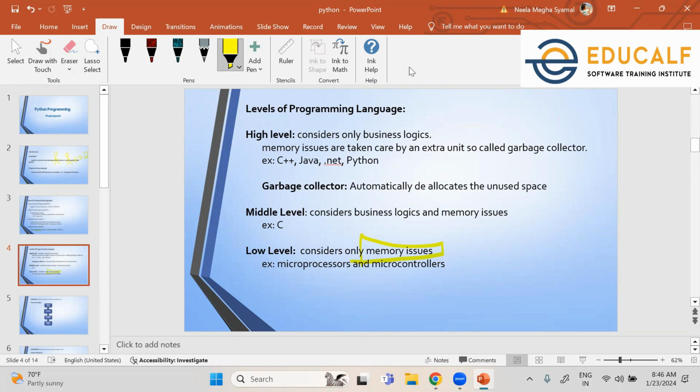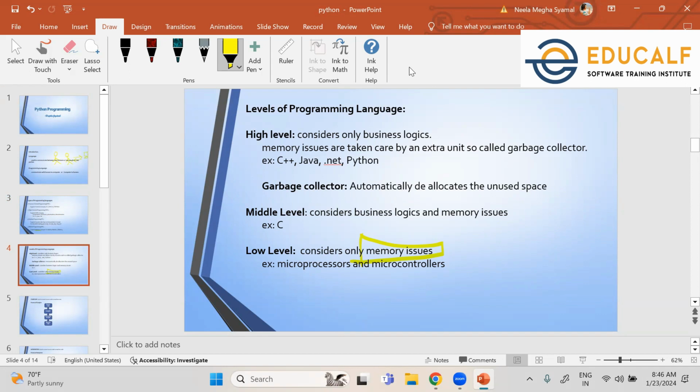That is low level programming. The best examples for low level programming are microprocessors and microcontrollers. Next one is middle level. Middle level is something which is built over low level. So low level being one of the basic programming, then comes the middle level. From middle level onwards, you have started to have business logic also.